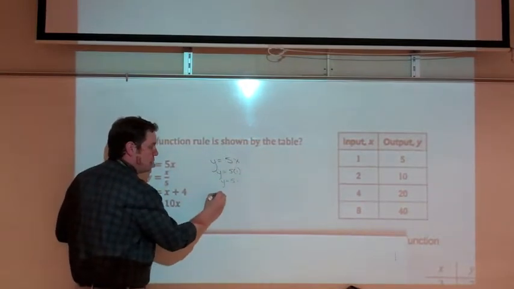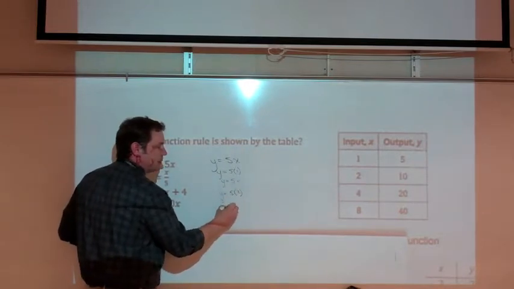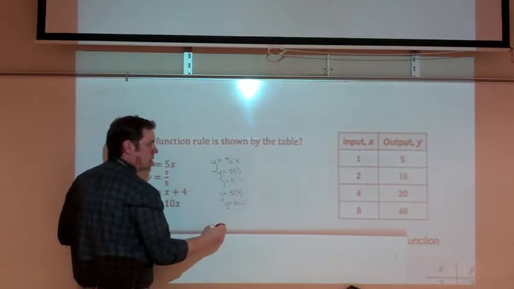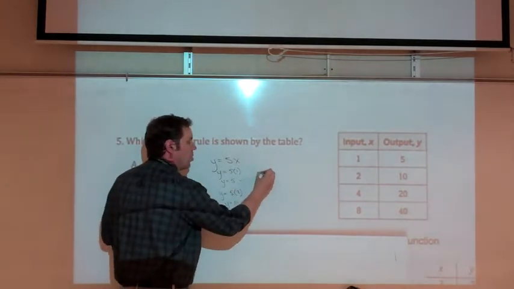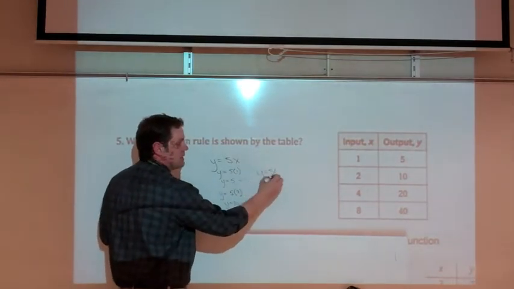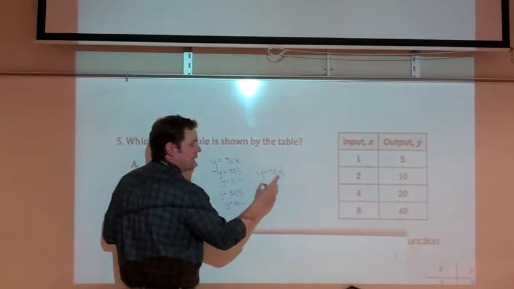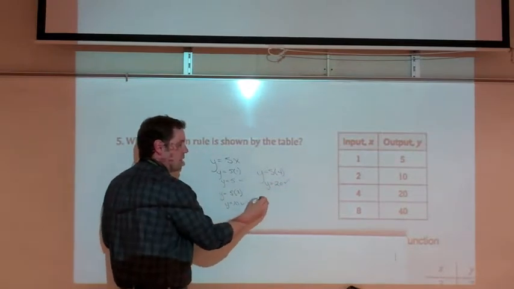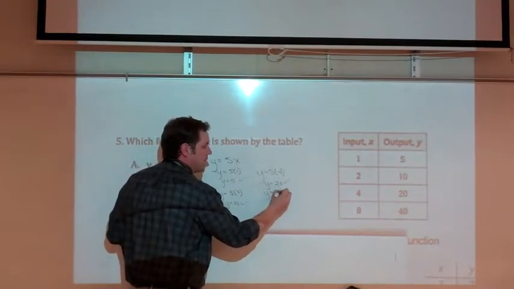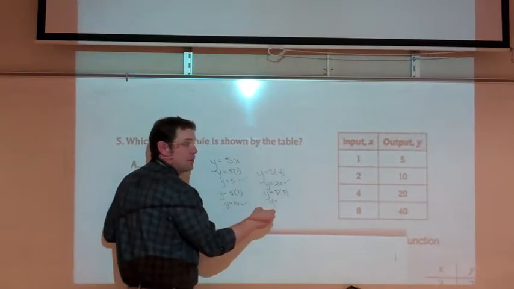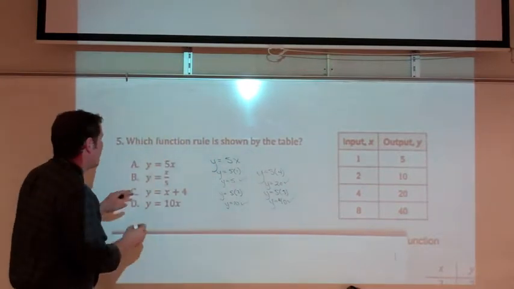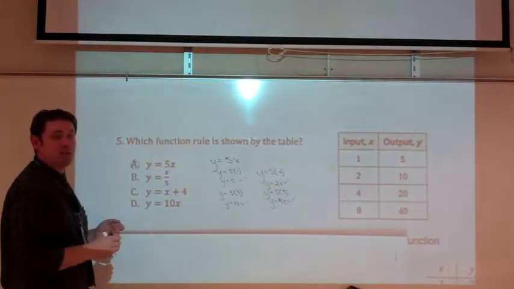So now let's use the next one. Let's use an input of 2. Y equals 5 times 2. Do I get an output of 10? Yes. Let's go to the next one. Y equals 5 times, now our input is 4. Do I get an output of 20? Yes. And finally, y equals 5 times 8. Do I get an output of 40? Yes. So this function rule does work for the table provided.